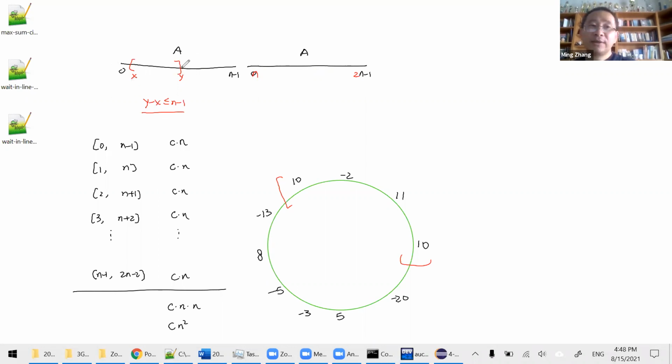What does it mean? Y is bigger than X. But what does it mean by going from Y to X? Because you're gonna go from Y to the end here, and then come back to 0 and then go to X.